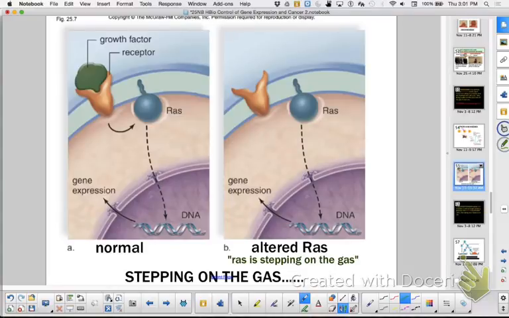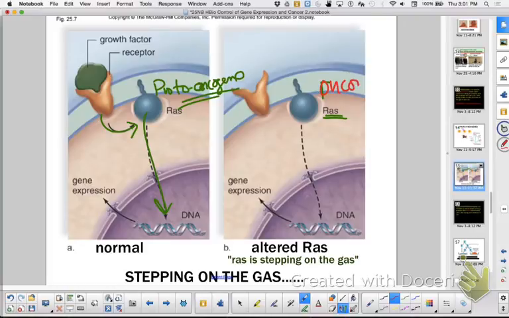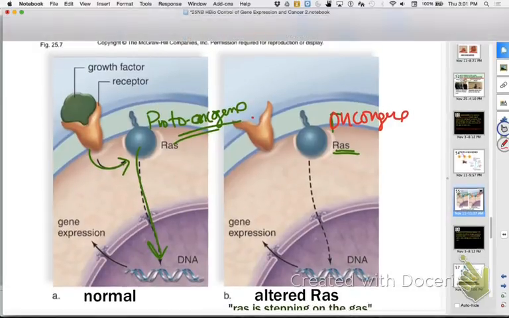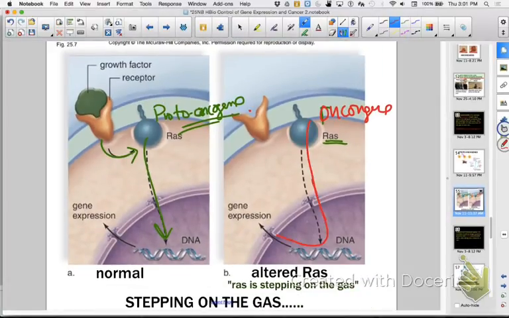So RAS is an example of a proto-oncogene, oncogene, because it's in a position of control. It tells the cell to reproduce if it receives a signal. In this case, this proto-oncogene has become an oncogene because it doesn't care if there's anything in there to signal it or not. It's just telling the cell to reproduce.